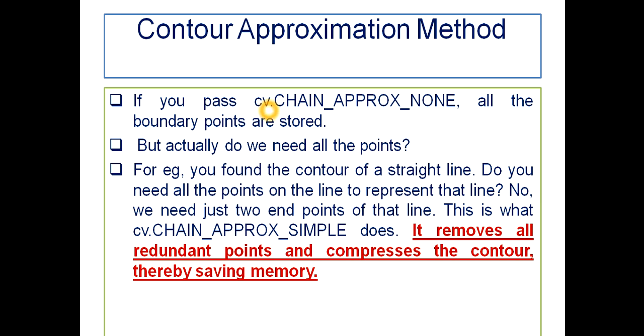If you pass cv.CHAIN_APPROX_NONE, all the boundary points are stored. But actually, do we need all the points? For example, if you find a contour of a straight line, do you need all the points on the line to represent that line? No, you just need the two endpoints of that line. This is what cv.CHAIN_APPROX_SIMPLE does. It removes all the redundant points and compresses the contour, thereby saving memory.